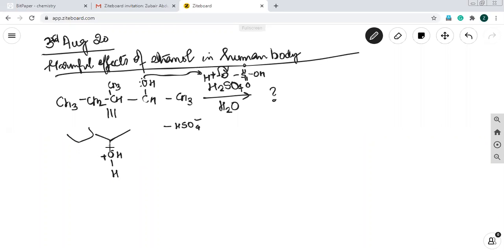Now what will happen? This will try to regain the electrons. That's the next step. So it comes here, and it will give you the carbocation. Remember, this is a secondary carbocation.